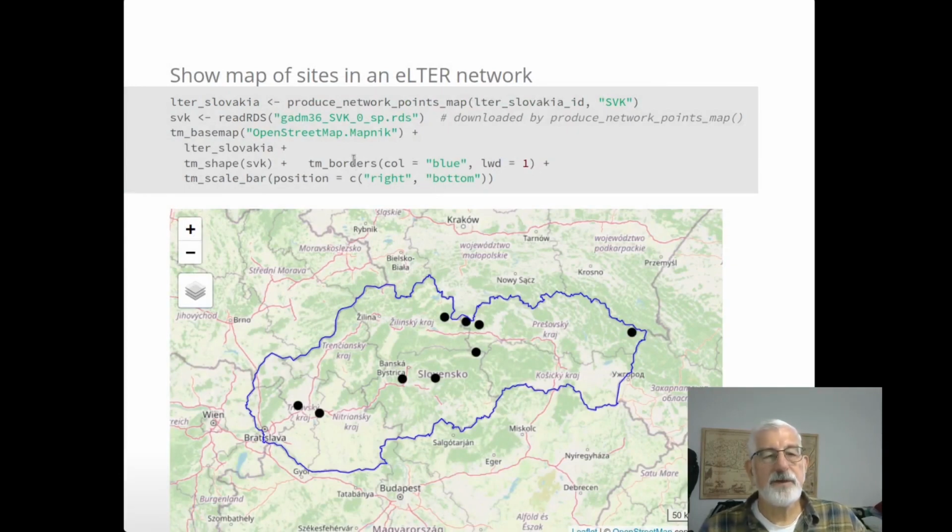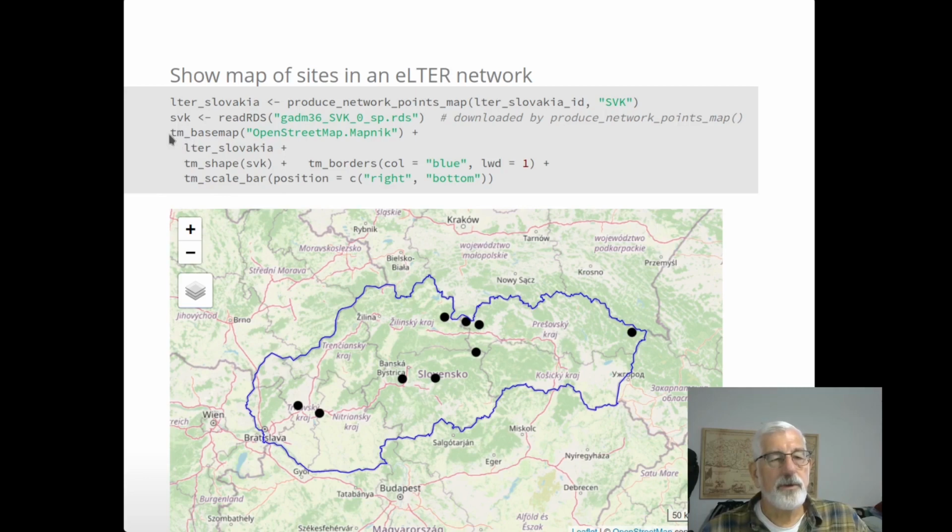Now we can use that to produce a map of the network of sites in Slovakia. We call the function produceNetworkPointsMap with the DIMES ID that we retrieved previously and the 3-letter ISO code for the country. In this way, we get the boundary of the country and also the location of the sites.